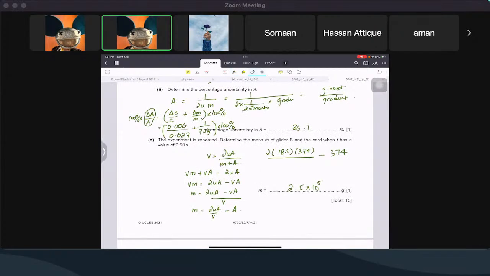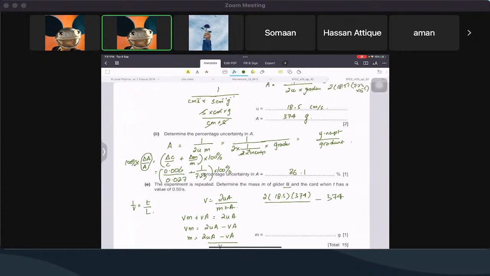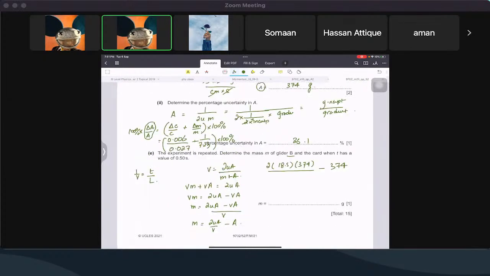This is not correct. Basically, what I did was, this is not correct actually. They have given me the value of 1 upon v as t upon l. Remember? Okay, now check this out. They say the glider has a mass m, so we already have the value of u and a. This was the equation. I wanted to find the mass from this equation, so I multiplied v times m plus v times a equals 2ua, and then I took v on the other side because I'm making m the subject of the equation.